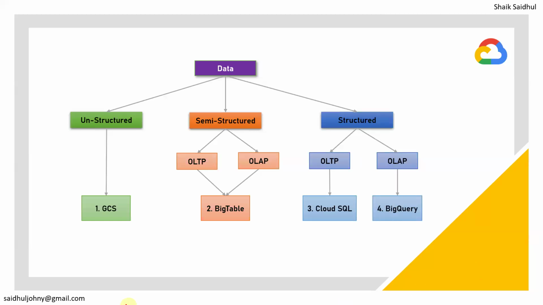So here, services 1, 2, 3, 4. We are covering four storage and database services: GCS, Bigtable, Cloud SQL, BigQuery. Four GCP services that we are covering. Bigtable is not that important, so we will be covering it on a high level. GCS, Cloud SQL, and BigQuery are very important.